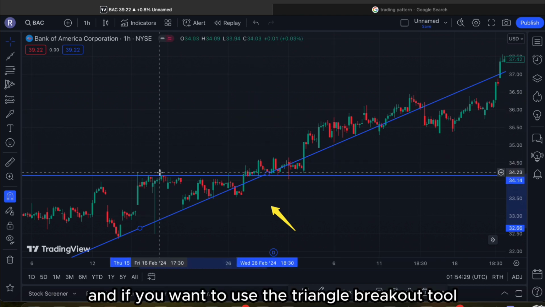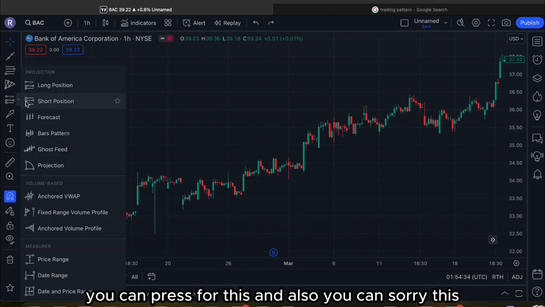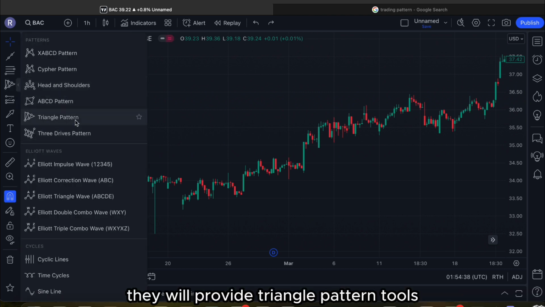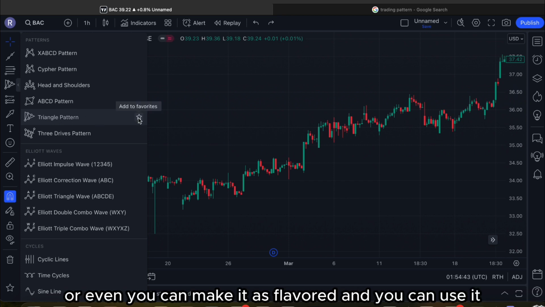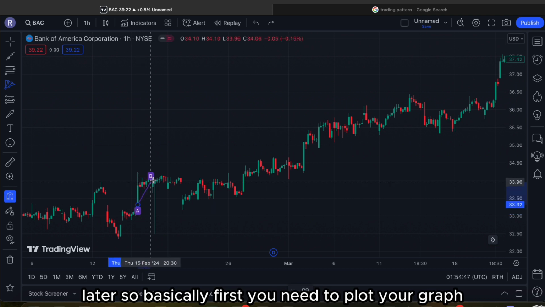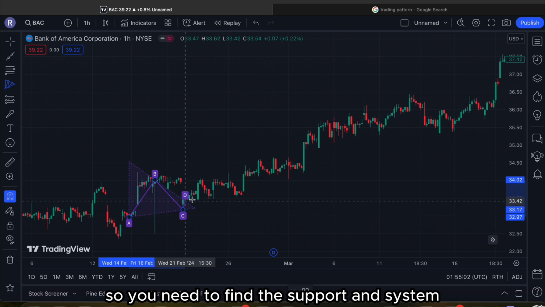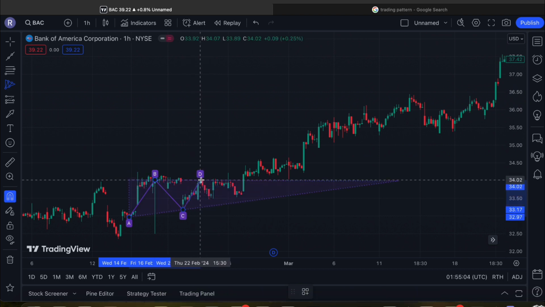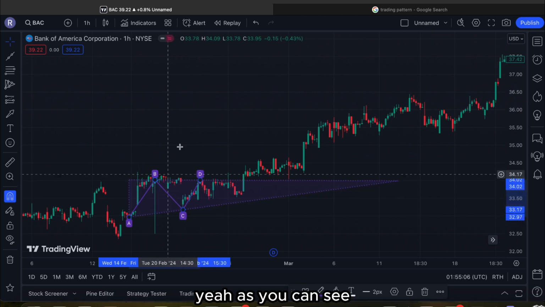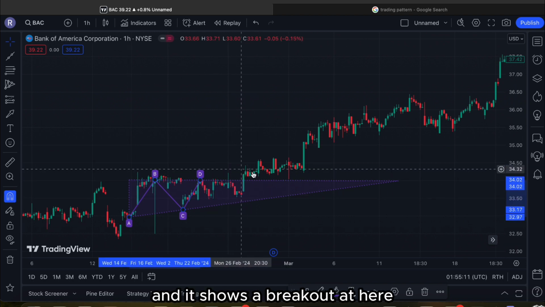And if you want to use the triangle breakout tool, you can press for this, and also you can this. They will provide triangle pattern tools, and you can just use it, or even you can make it a favorite and use it later. So basically first you need to plot your graph. So you need to find the support and resistance. As you can see, it will generate a triangle and it shows a breakout here.